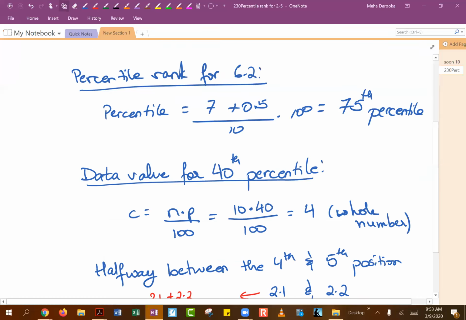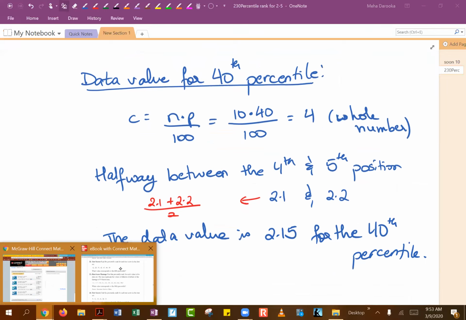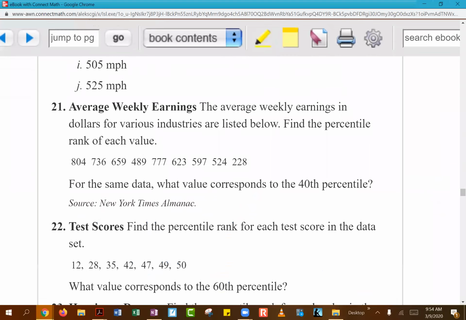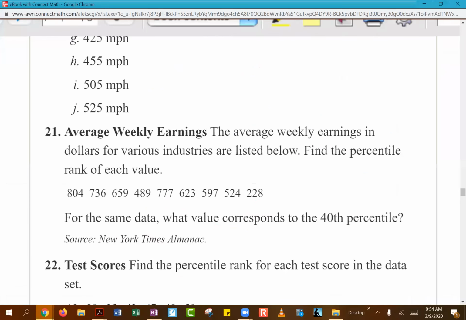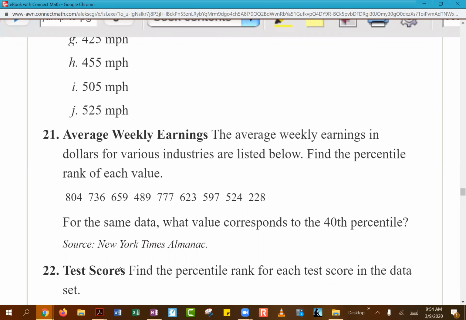Okay. How about when the percentile is given to you and they're asking you to find the data value? Okay. Alrighty. Just the 40th percentile part, you don't have to find the percentile range. But let's do one more example where they're asking you in number 21 to find what value corresponds to the 40th percentile again for this guy.